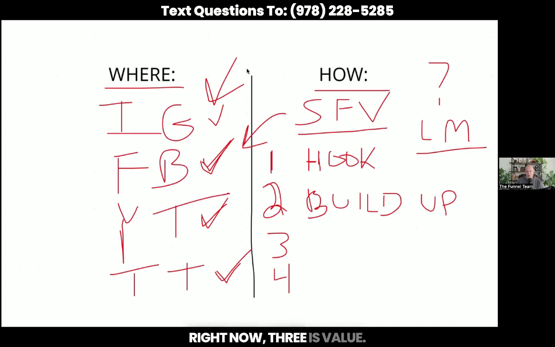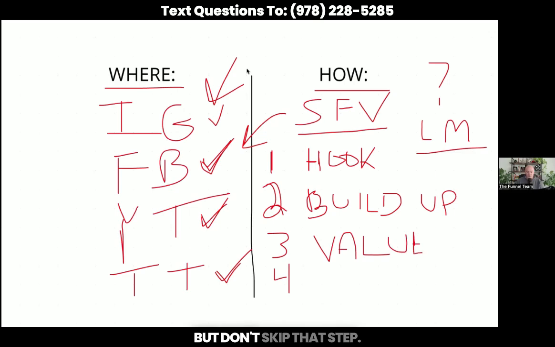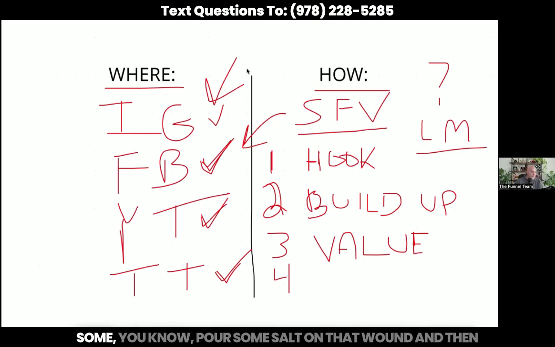Now, 3 is value. You want to present that value. What value? And this is something that a lot of people overlook. Okay. A lot of people are going to overlook this, but don't skip that step. So you hook them in, you build it up, you pour some salt on that wound, and then you let the viewer know what is in it for them.